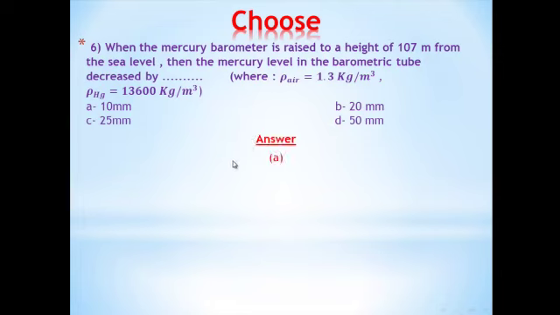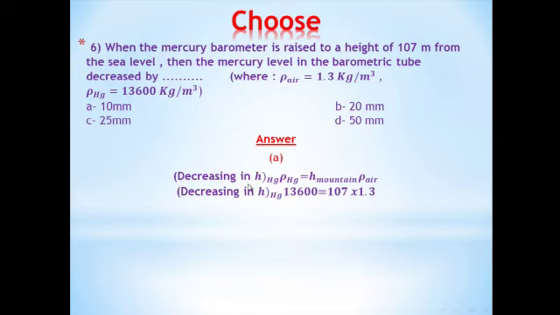Why? Do you remember when we use mercury barometer to measure the height of mountain, we say that (H1 minus H2) times rho mercury equal rho air times H mountain. H1 minus H2 meaning decreasing in height. We have rho air and height of mountain and rho Hg.